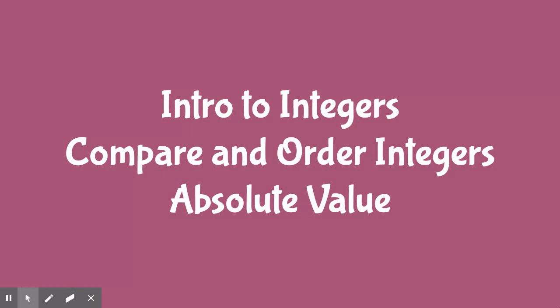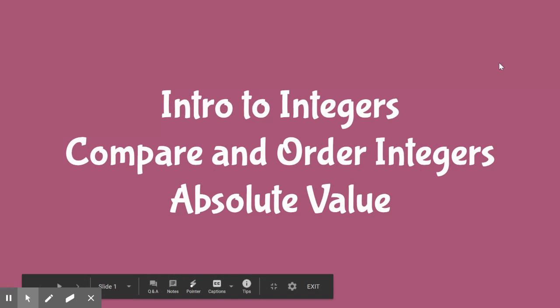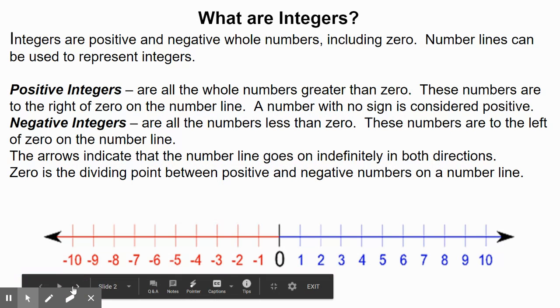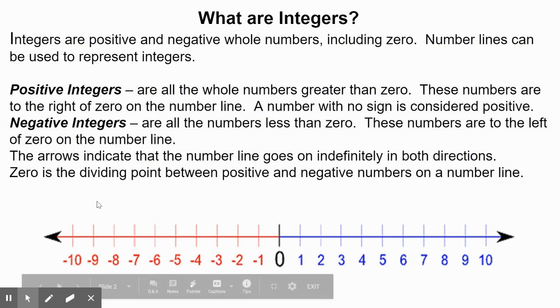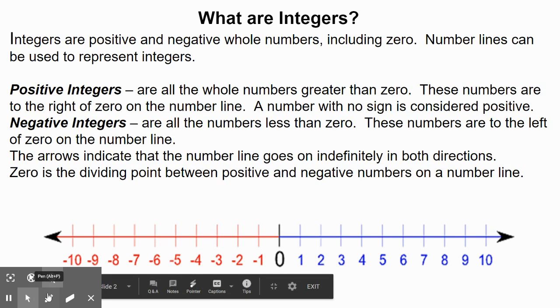So, today's lesson is going to be over the topics of introduction to integers, compare and order integers, and absolute value. So, what are integers? Integers are positive whole numbers and negative numbers, including 0. We can use number lines to represent integers.